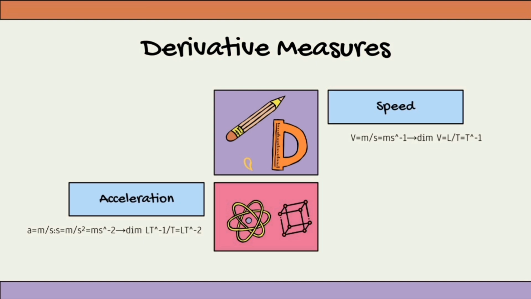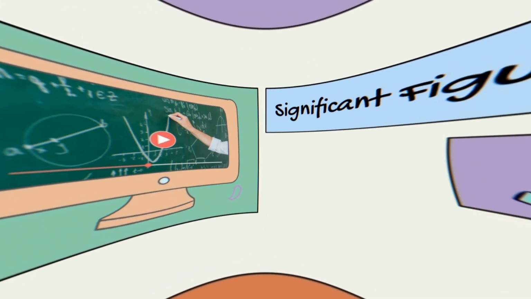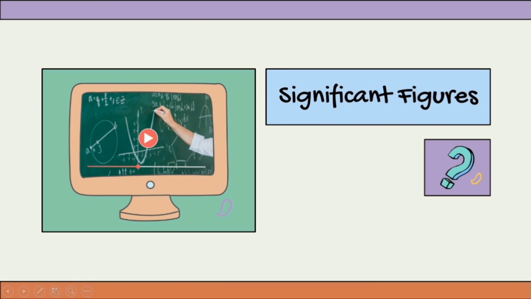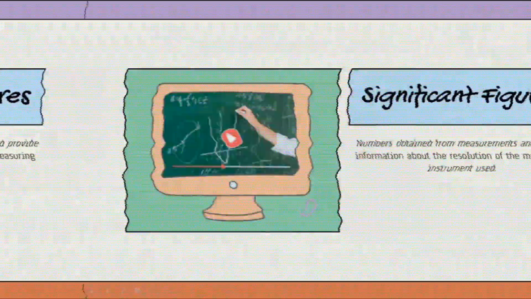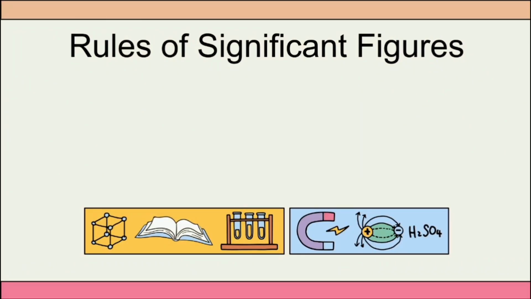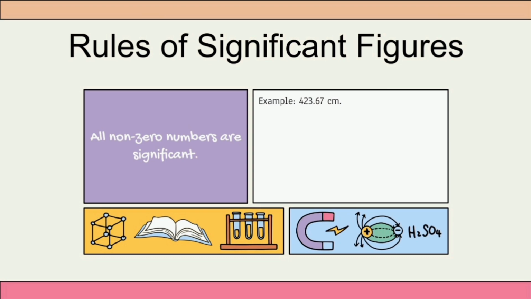Now, we will discuss significant figures. Do you know what significant figures are? Significant figures are numbers obtained from measurement that provide information about the resolution of the measuring instrument used. There are some rules of significant figures. The first one is that all non-zero numbers are significant. For example, 423.67 centimeters.